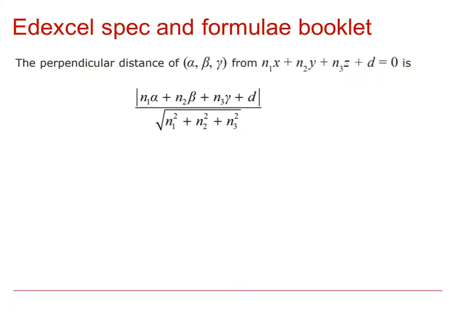If we are given a point defined by alpha, beta, gamma and a plane defined as n1x plus n2y plus n3z plus d equals 0 in Cartesian form, then this formula will find the shortest distance from the point to the plane, and that shortest distance must be the perpendicular distance. It's worth noting that the form of the plane given we've looked at in a previous session, and that is the form required to use this formula most efficiently.